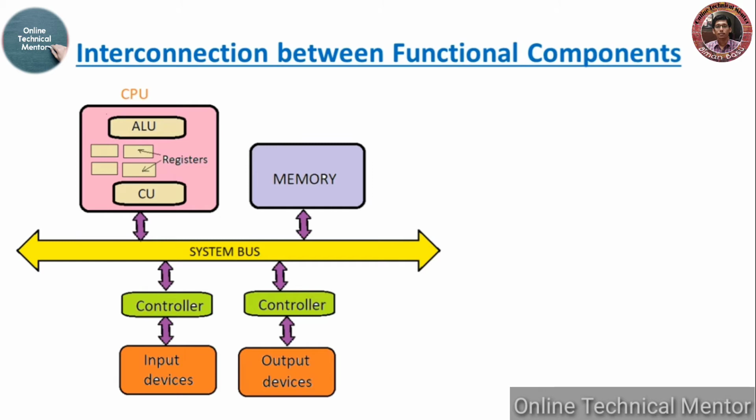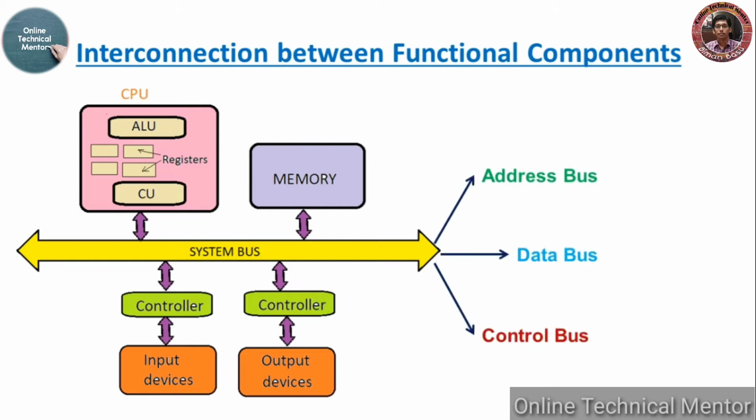In other words, a collection of wires through which data is transmitted from one part of a computer to another is known as bus. A bus consists of multiple paths which are also termed as lines. Each line is capable of carrying one bit at a time. Look at the yellow line. A bus that connects to all three components, CPU, memory, I/O components, is called a system bus. The system bus is composed of address bus, data bus, and control bus.